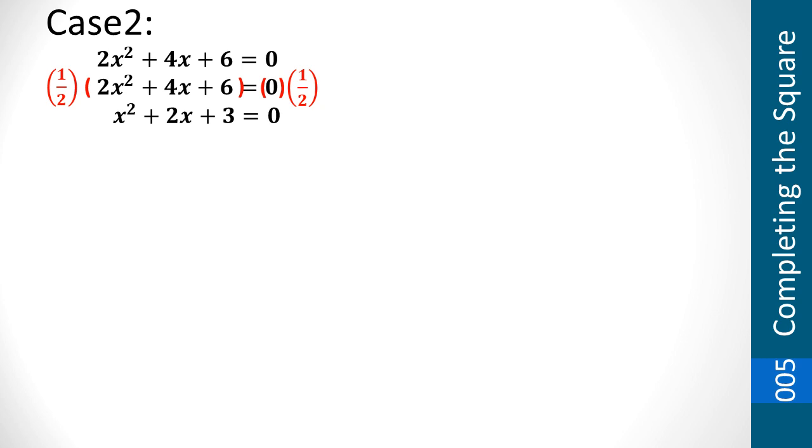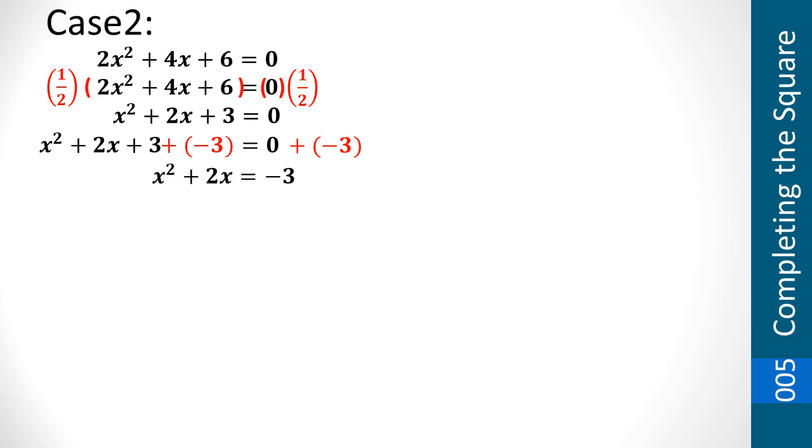Then, kailangan yung constant ay nasa kabilang side. So, apply natin ang APE. Okay? So, additive inverse ng positive 3 ay negative 3. Idadagdag natin both sides of the equation. So, we have x squared plus 2x plus 3 plus negative 3 equals to 0 plus negative 3. Okay, so by proceeding with the operation, ang matitira ay x squared plus 2x equals to negative 3.